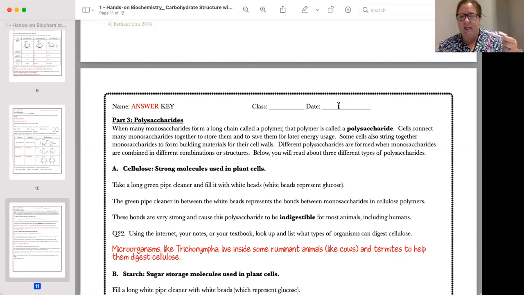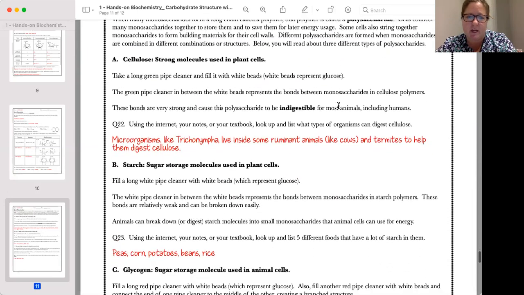Okay, poly means many, saccharide means sugar, because it's made up of many simple sugars. Cells connect many monosaccharides together to store them and to save them for later use. Some cells also string together monosaccharides to form building materials for their cell walls. Different polysaccharides are formed when monosaccharides are combined in different combinations or structures. So let's look at 3 different types of polysaccharides.